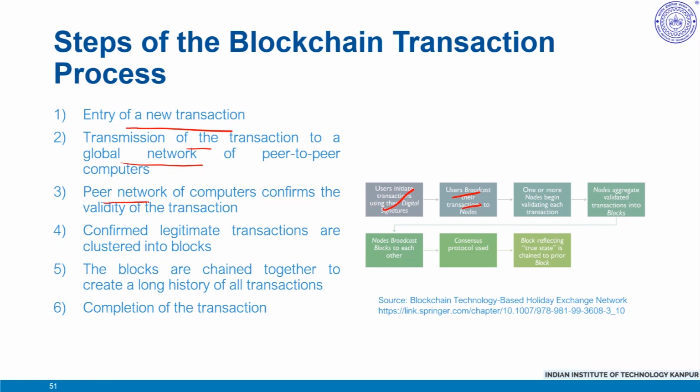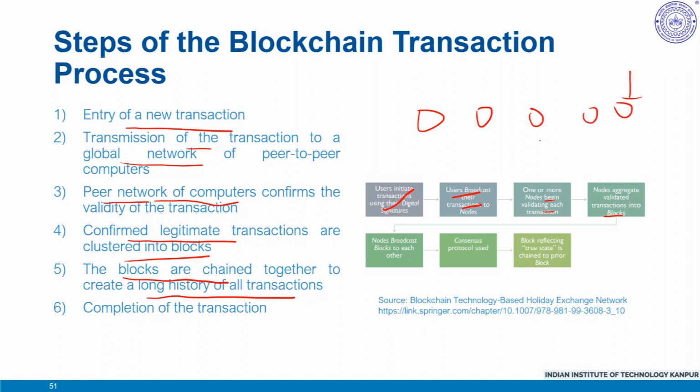Then the peer network of computers confirms the validity of the transaction. First, one or more nodes begin validating these transactions. Then nodes aggregate the validated transactions into blocks. So once a particular transaction is verified, it is added to blocks. Basically, here the confirmed legitimate transactions are clustered into blocks. So with a proof of stake or proof of work mechanism, a transaction is verified and then added to the block. These new blocks are then chained together to create a long history of transactions. So there is a series of blocks. A new block is added and chained.